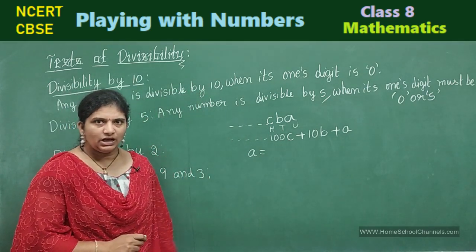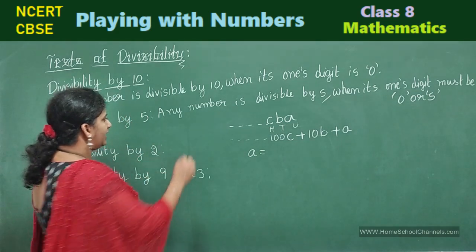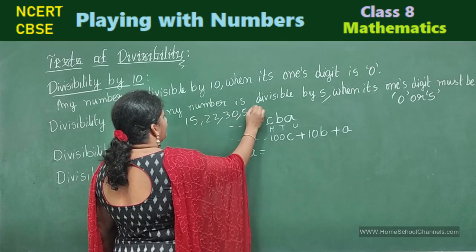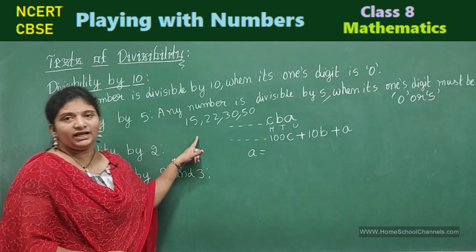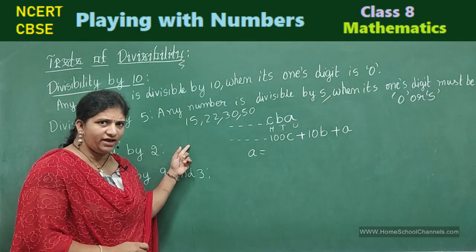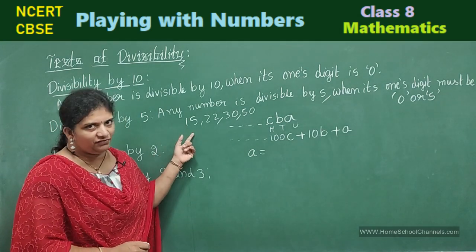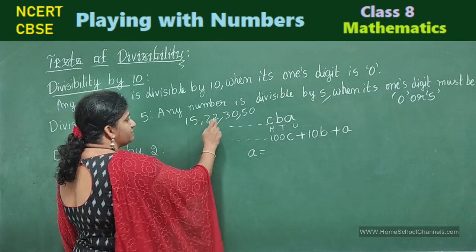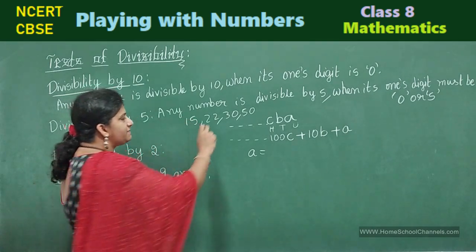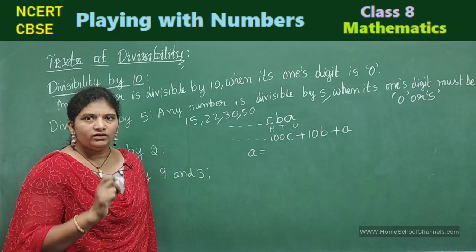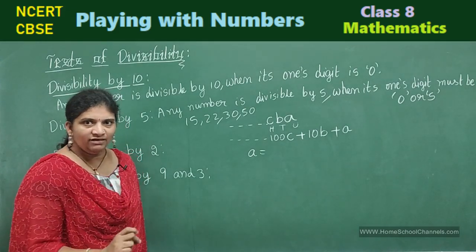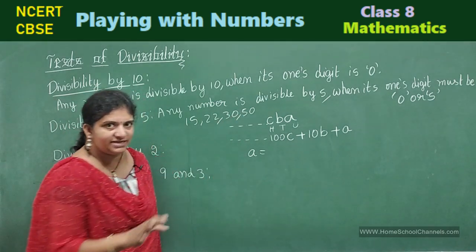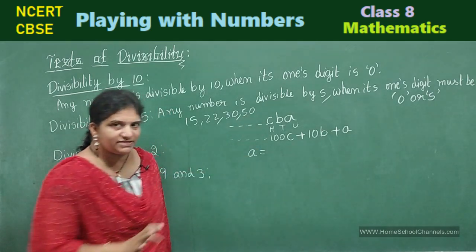We know this from before. Suppose I take some numbers here: 15, 22, 30, 50. Observe here, is 15 divisible by 5? Yes, 5 threes are 15. 22, it is not divisible. How can you see that? By observing the units place. What is the digit in the units place? 2. 2 means it is not divisible by 5. And coming to 30, in the units place you have 0, so it is divisible. And here 50, it is divisible.